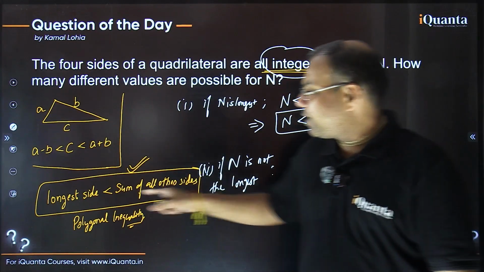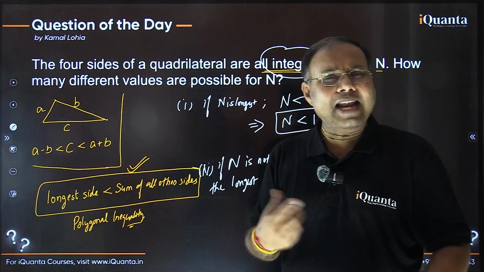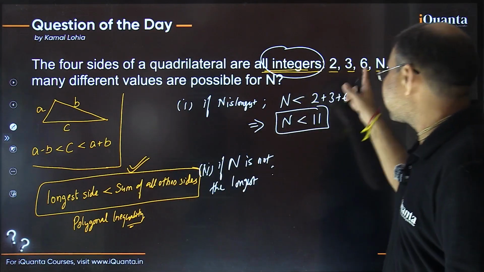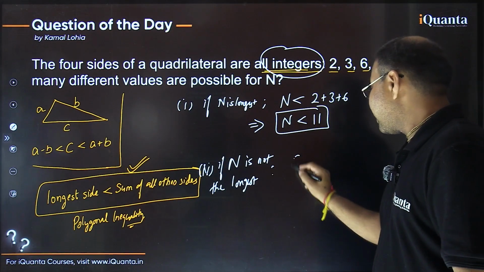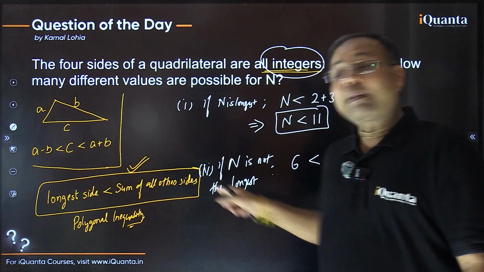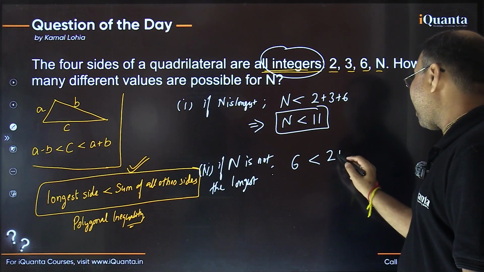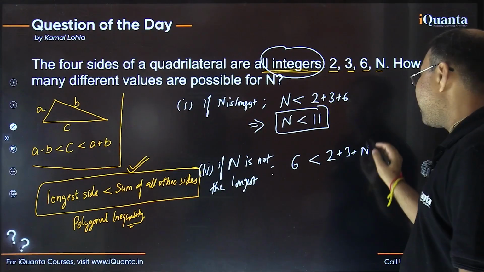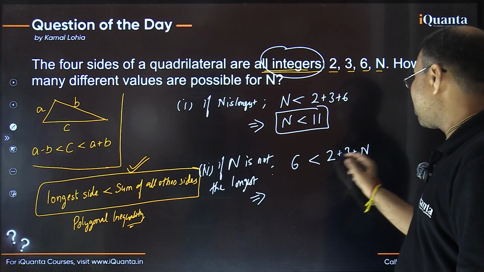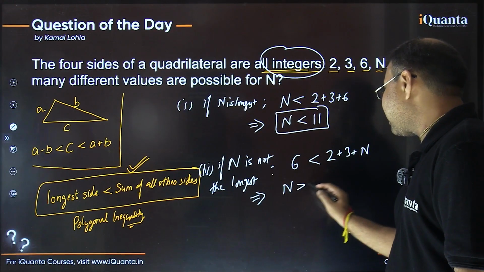The condition is still valid, right? The condition is still valid. So in that case, what will happen to n? What values can n take then? Let's check the condition. The longest side, that is 6 in this case, must be less than the sum of all other sides. What are the other sides now? 2, 3 and n. So it is 2 plus 3 plus n. Now from here we get another condition on n. 2 plus 3 is 5, and 6 minus 5 would be 1. So n must be greater than 1.